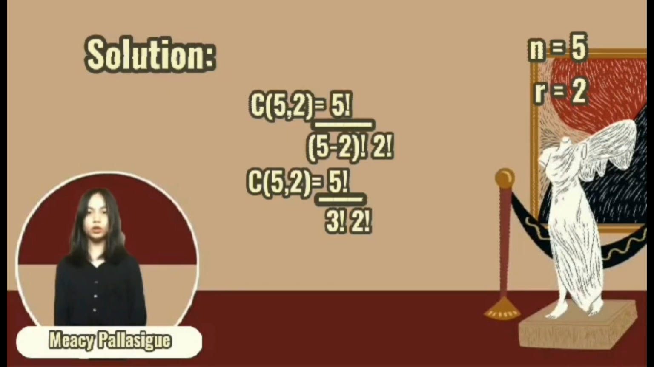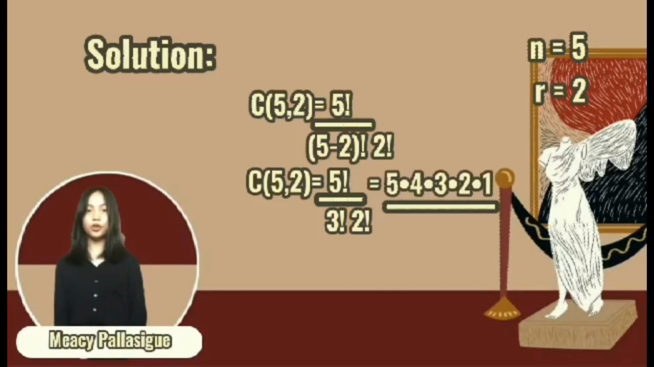We can now evaluate our equation by computing first the operation inside the parentheses. 5 minus 2 is equal to 3. So we have 5 factorial over 3 factorial times 2 factorial. Expand both the numerator and denominator. So we have 5 times 4 times 3 times 2 times 1 for 5 factorial over 3 times 2 times 1 for 3 factorial and 2 times 1 for 2 factorial. We can now cancel 3 both in the numerator and denominator and cancel 2 from the numerator and another 2 from the denominator.